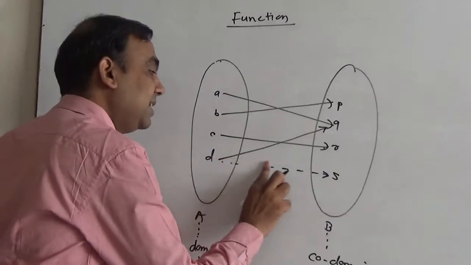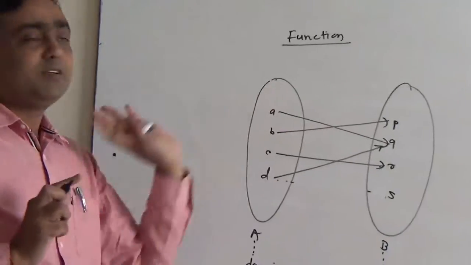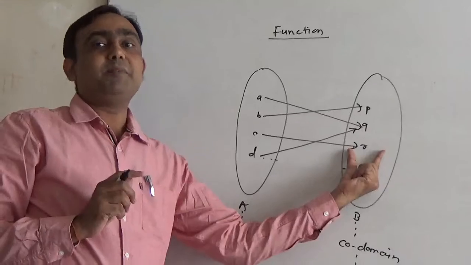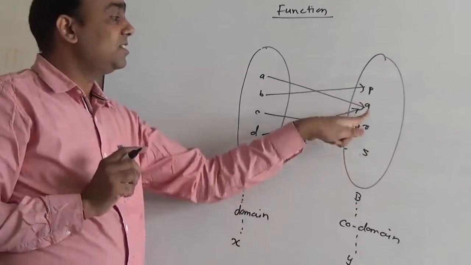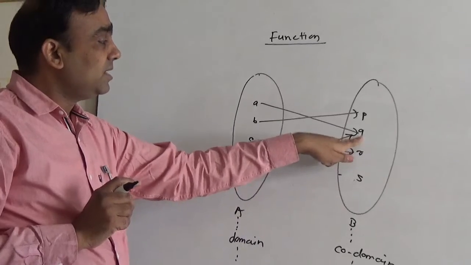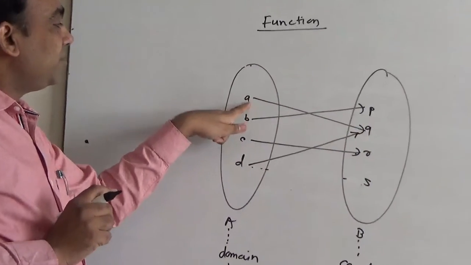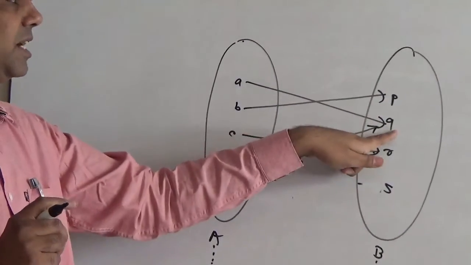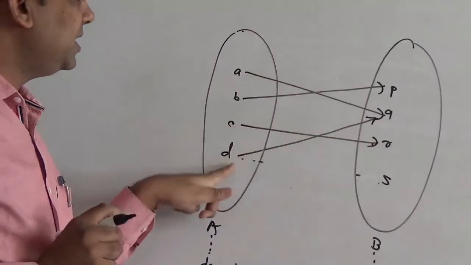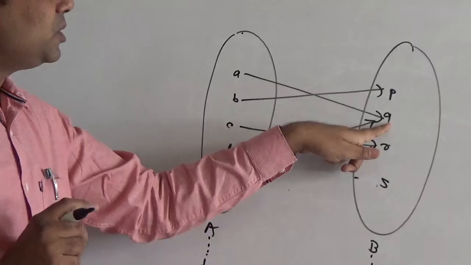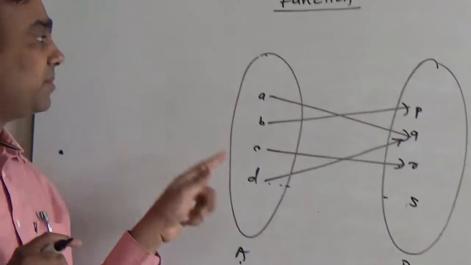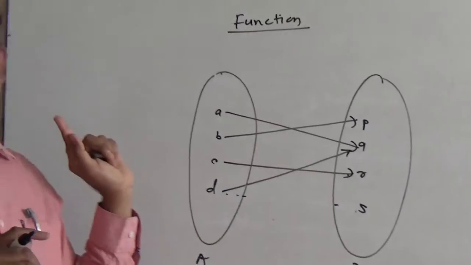But I will erase this line. Now it is a function because every member in the domain is related to only one member of the codomain. See, this restriction is not on members of the codomain. Look at this. Q is actually having a reverse relationship with A and D. Or you can say Q is having pre-images A and D. A is having an image in Q, D is having an image in Q, but Q is having two pre-images. So this is not a restriction with what? Codomain. But members in the domain have restrictions.